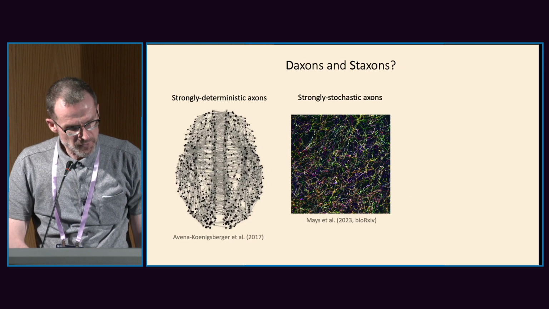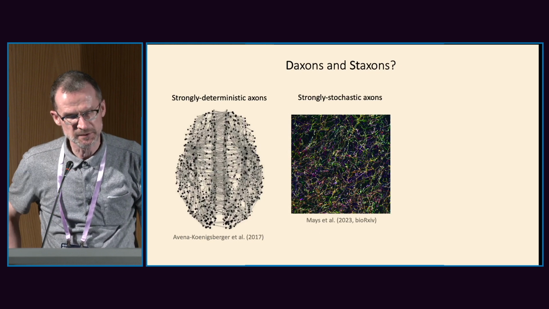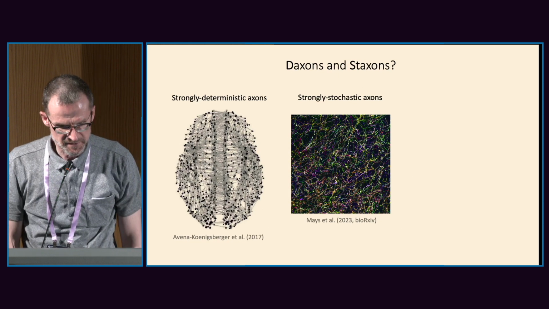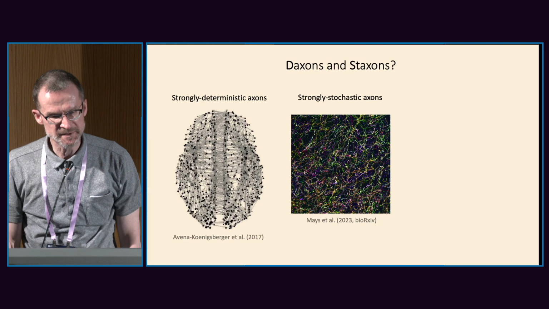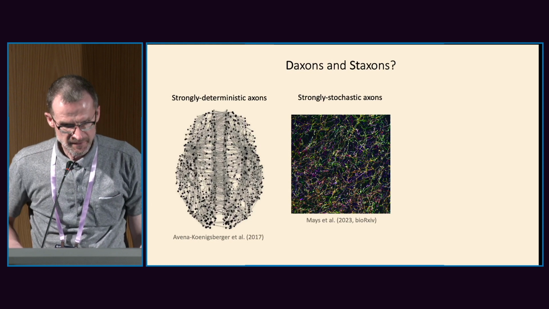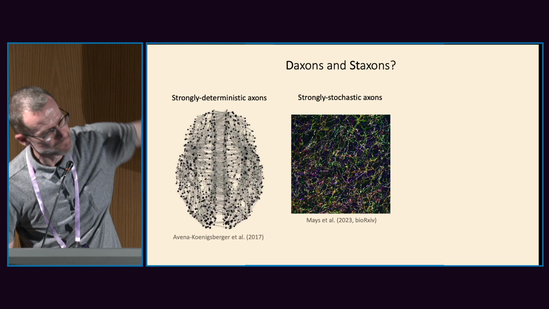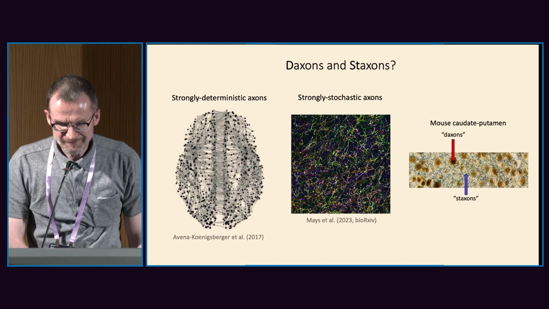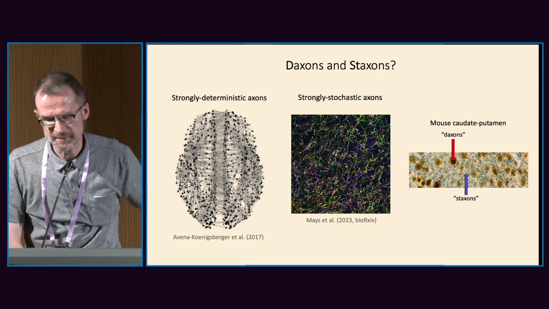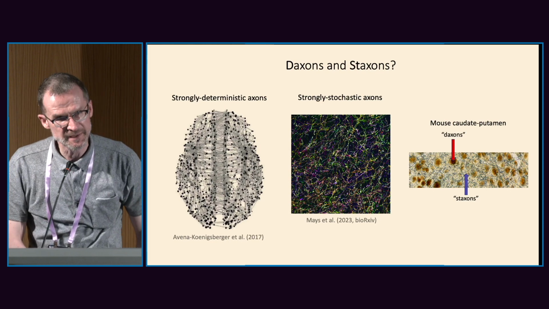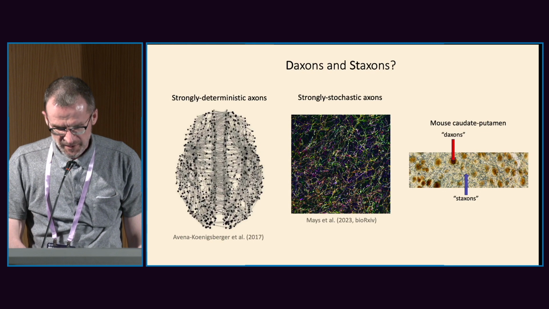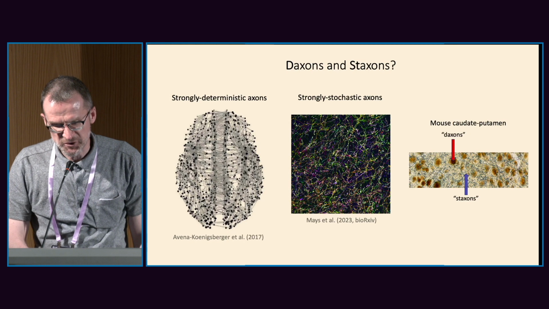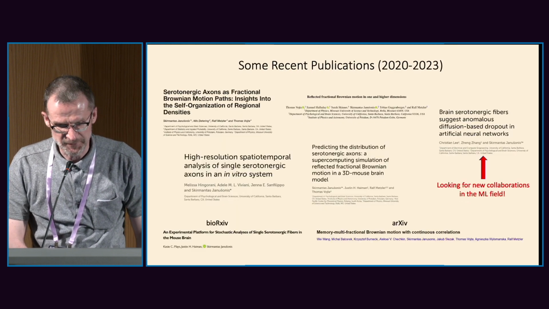And my big point, yes, I think we have strongly deterministic axons in the brain, the ones that most of the people here study. But then we have a whole system of strongly stochastic axons, which, jokingly, we can call daxons and staxons. And actually, we can see this in the caudate putamen, for example. You can see actual bundles, marked with the red arrow, and then you see these stochastic axons just weaving through them, like bacteria.